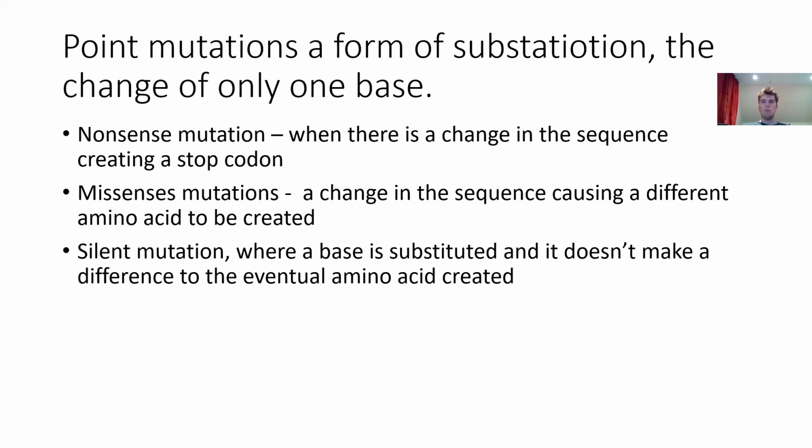And silent mutations, where a base is substituted and doesn't make a difference to the eventual amino acid created. So for example, if an amino acid is coded GGG and the code GTG also codes for the same amino acid, then it will not make a difference. Similarly, if a G is replaced by another G, there'll be no difference.